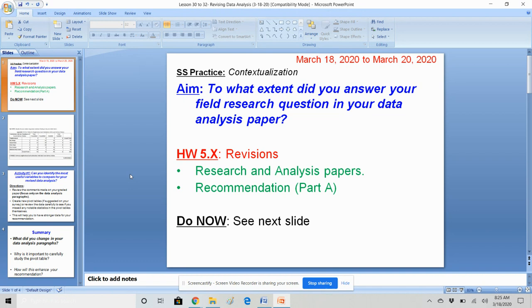What I'm going to have you all look at today is a sample data analysis paper written by two of your classmates. We're going to think through the revision process. I want to make sure that these 3 days are as productive as they can possibly be for you all while you're at home. So if you look at the PowerPoint screen in front of you, the aim for the next couple of days is to consider to what extent you answered your field research question in your data analysis paper. So the first thing that you should do once you finish listening to this video is to take a look at your survey appendix.